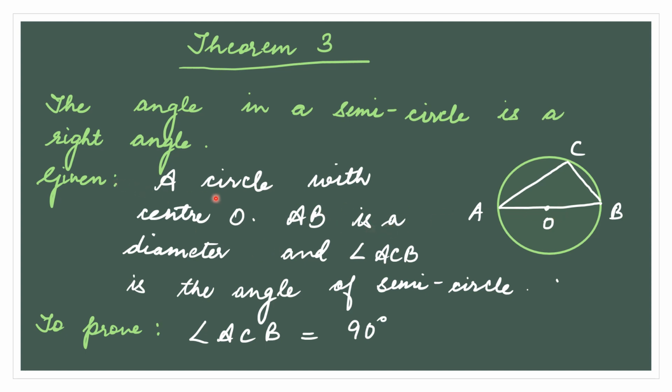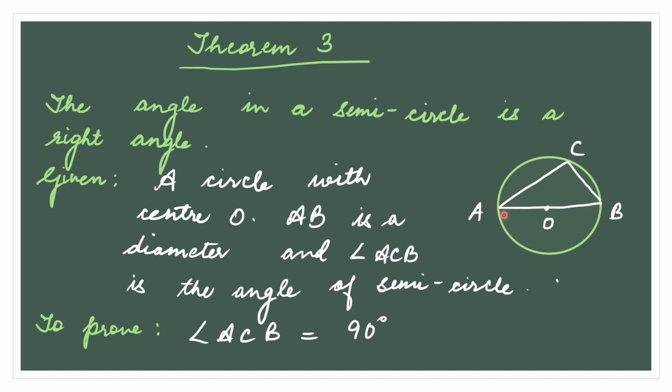AB given, what is given? A circle with center O. AB is a diameter, and angle ACB is the angle of the semicircle. What we have to prove? To prove that angle ACB is equal to 90 degree. Okay children, let us see here only. What is angle AOB? This angle is at the center. This angle is 180 degree because it is drawn on the straight line. You all know that this is 180 degree and this side also 180 degree. So it will become 360 degree. So angle AOB is 180 degree.